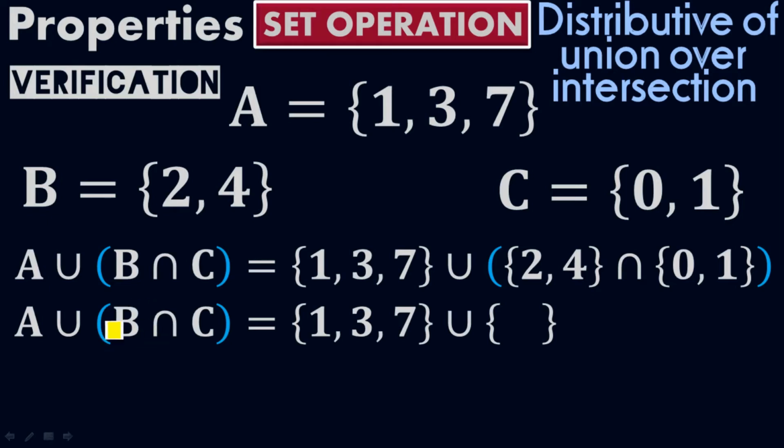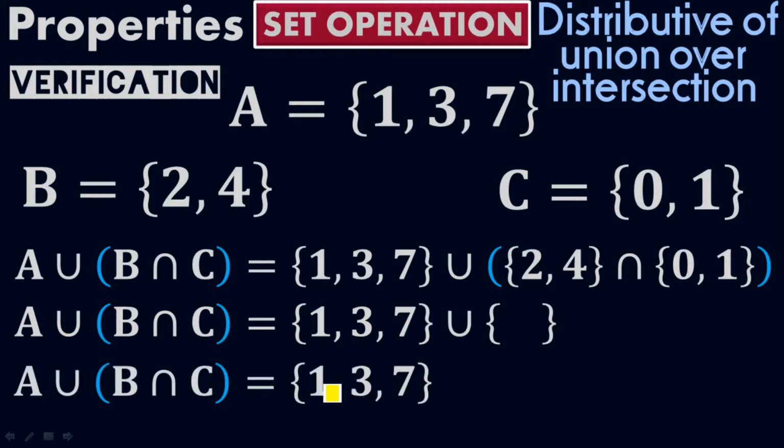Now we will take its union with A. My A is {1, 3, 7}. So the union of these two sets will be {1, 3, 7}. In union we take everything, all elements except that repeating elements are taken only once. We have 1, 3, 7, but there is no element in this set which is repeating. Therefore the final answer for the left side, A union (B intersection C), will be {1, 3, 7}. Let me give it the name equation number 1.